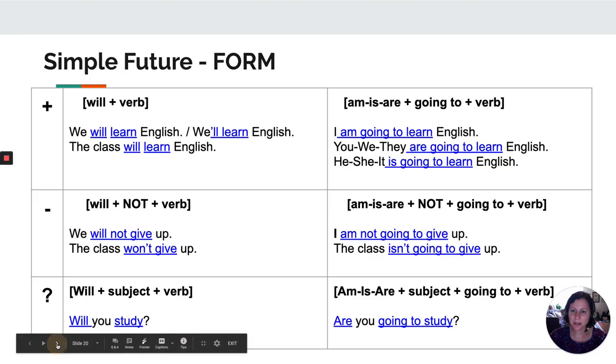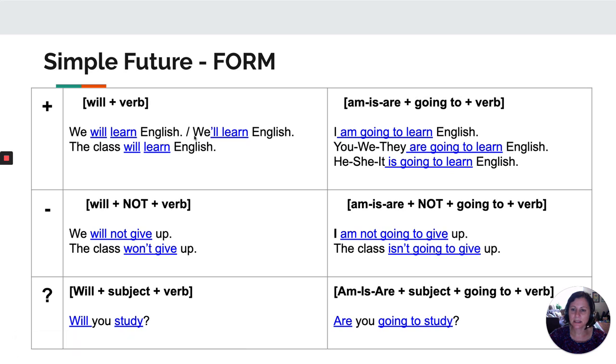Finally, let's talk about the future. The future, you can use will in the base form. We will learn English, or we'll learn English. You can use a contracted form. Or am, is, are, going to, and the verb. I'm going to learn English. You, we, they are going to learn English. He, she, it is going to learn English.